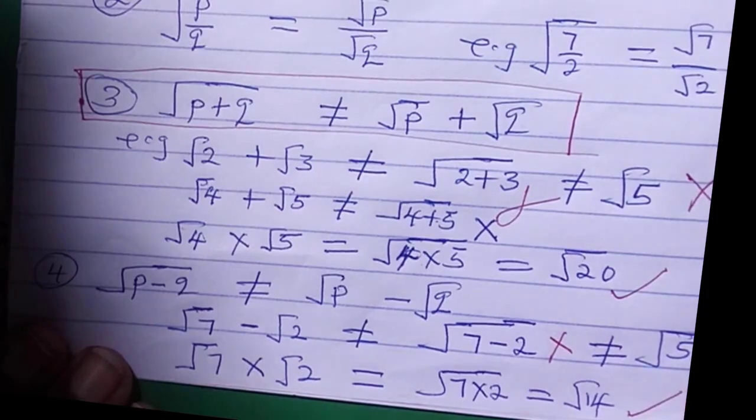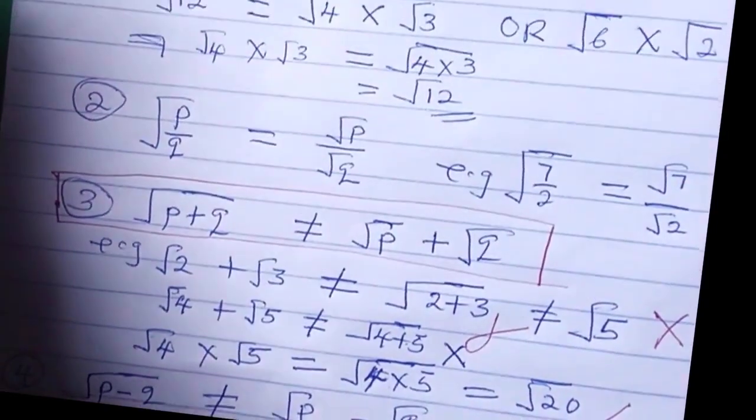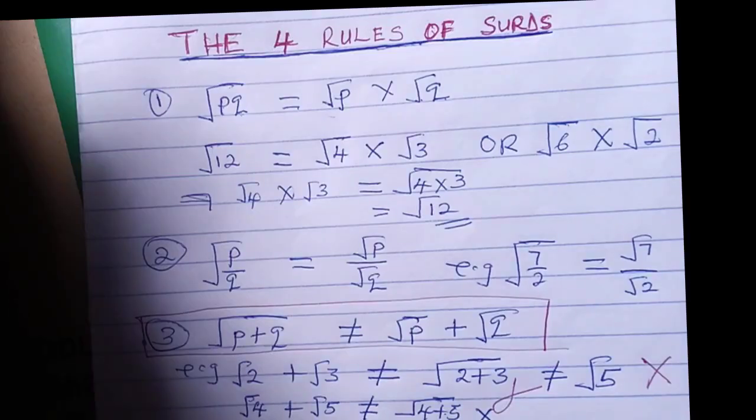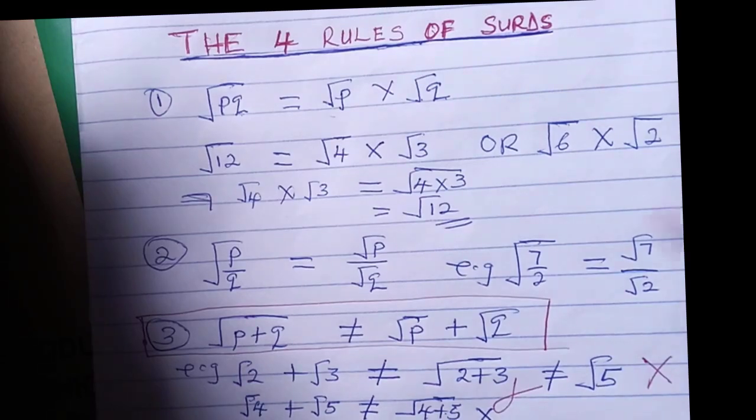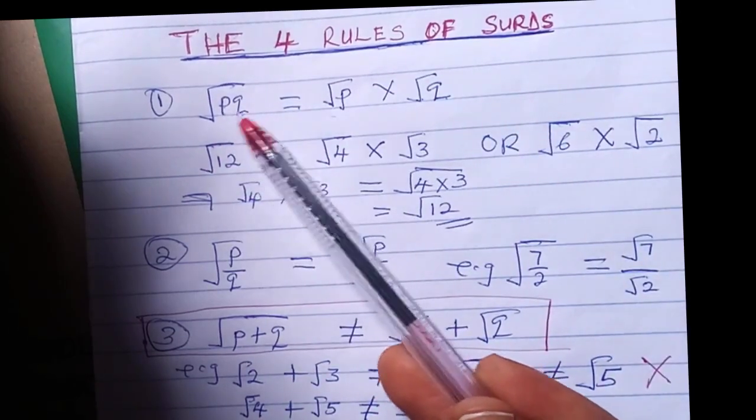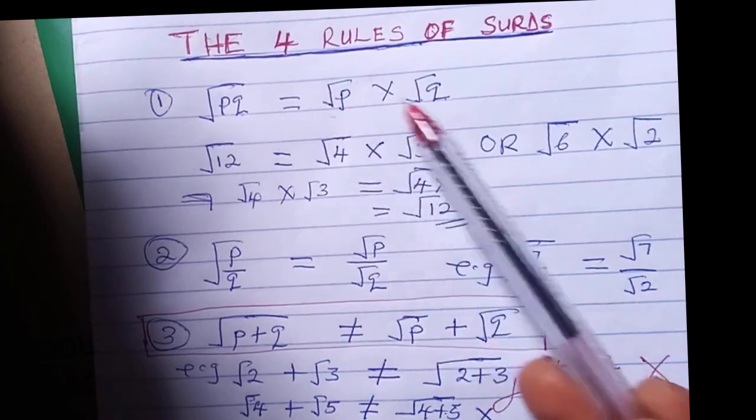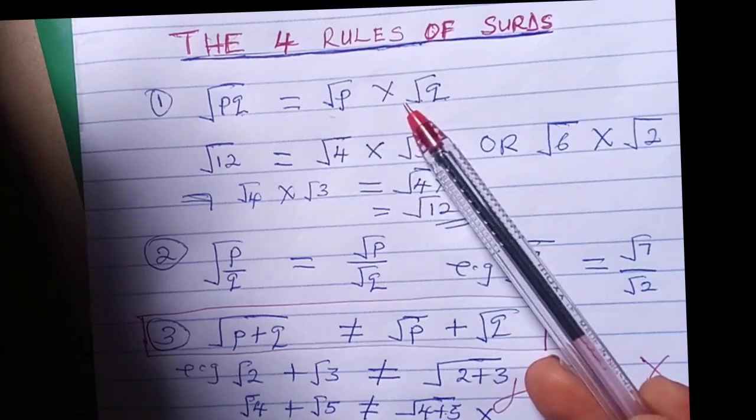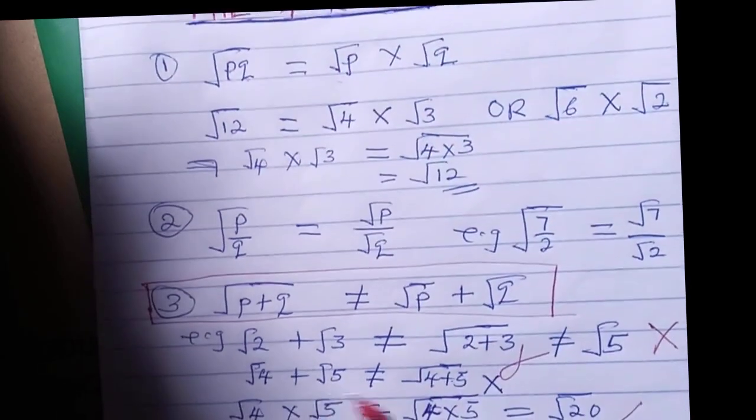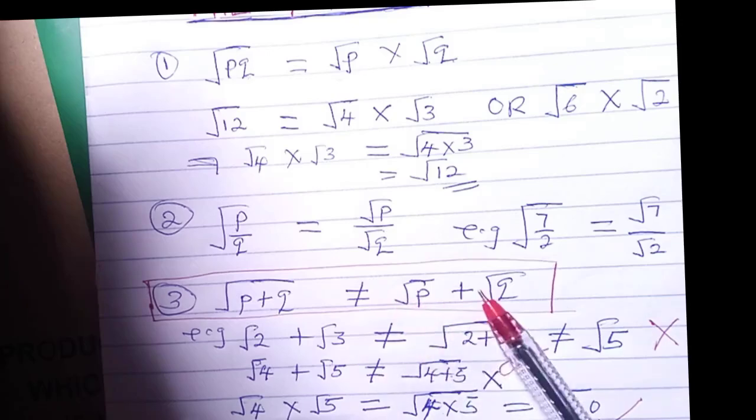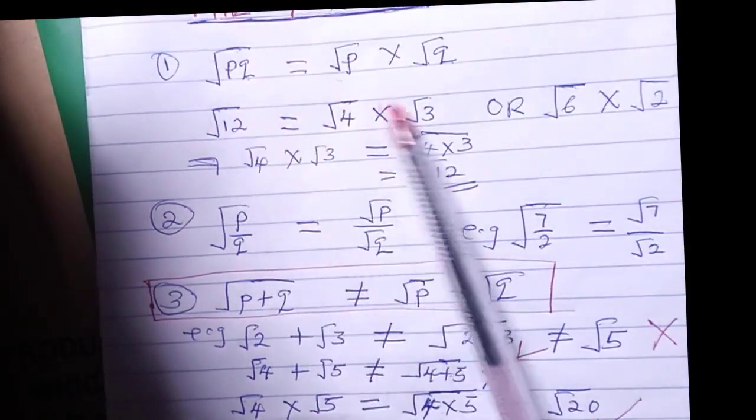So once you understand these rules, you'll be able to carry out simplification and any form of problem that arises in surds. So the first rule is the multiplication rule. When you have two numbers multiplying, then you can express them like this, so you can separate them in terms of root. But if it is addition, take note, you cannot separate them. So this is for multiplication.